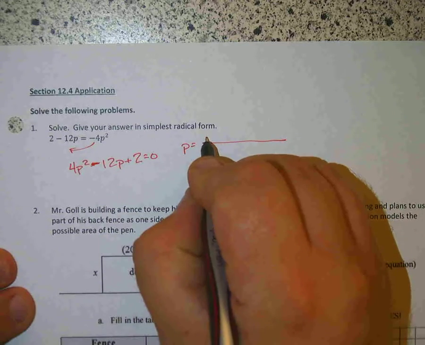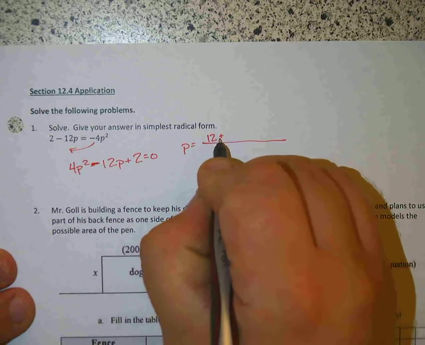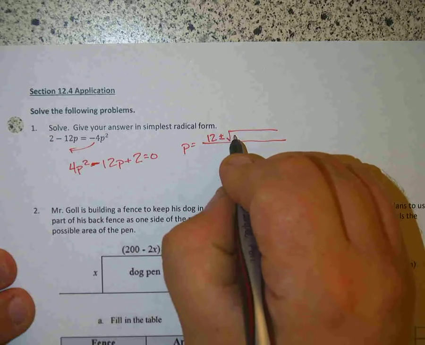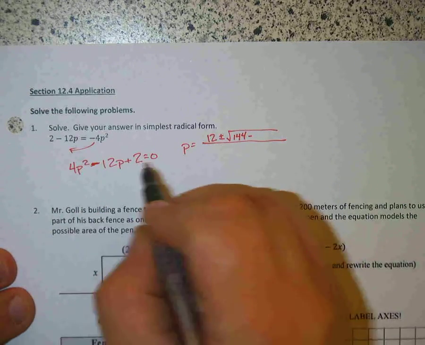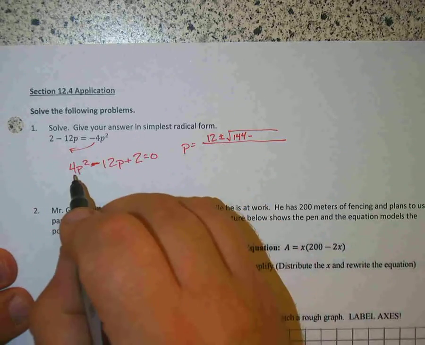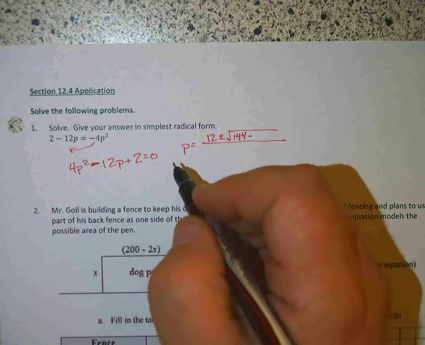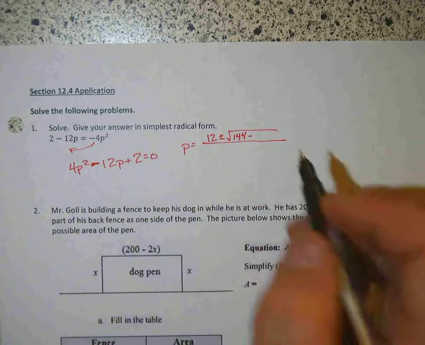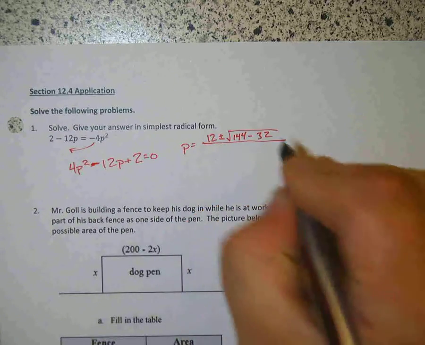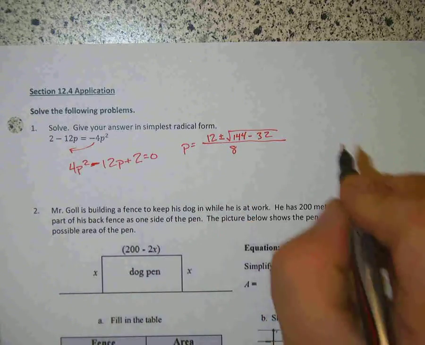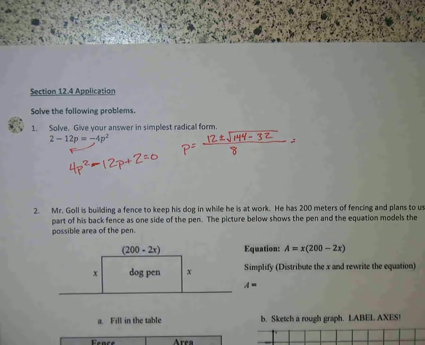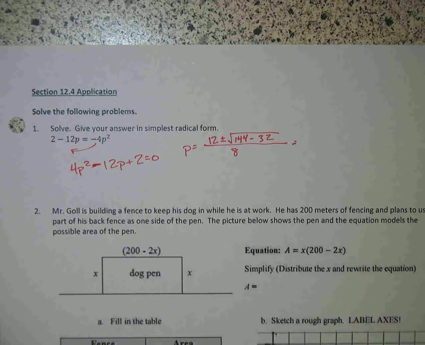The opposite of b is going to be 12 plus or minus the square root of b squared, which is 144, minus 4 times 4 times 2. Let's see, 4 times 4 is 16 times 2 is 32. All over 2a. 2 times 4 is 8. Okay, now that I have that, I'm going to go ahead and plug that into a calculator.